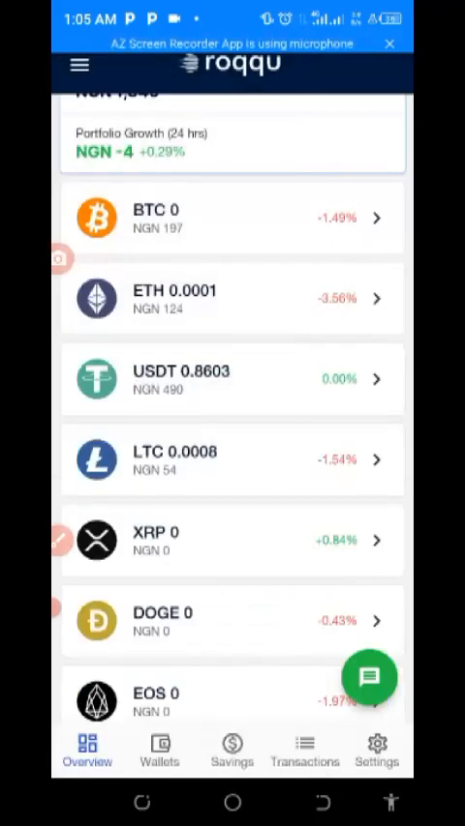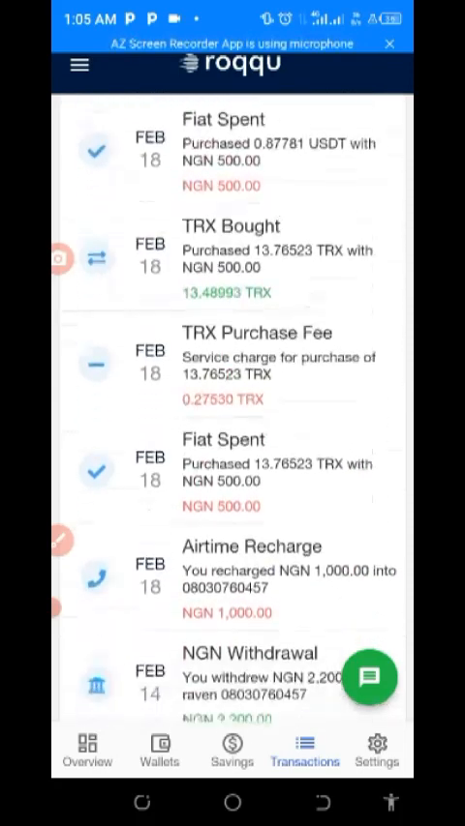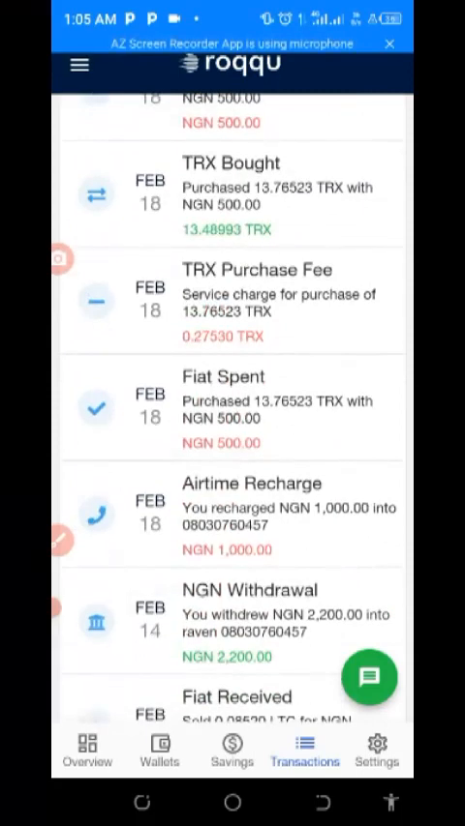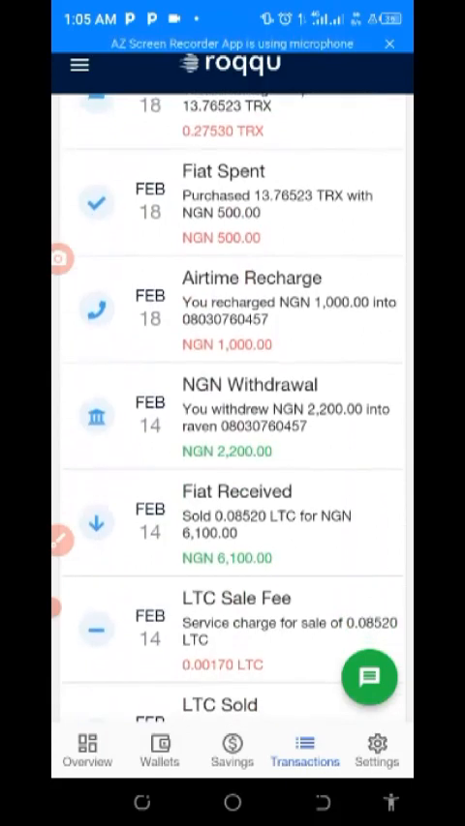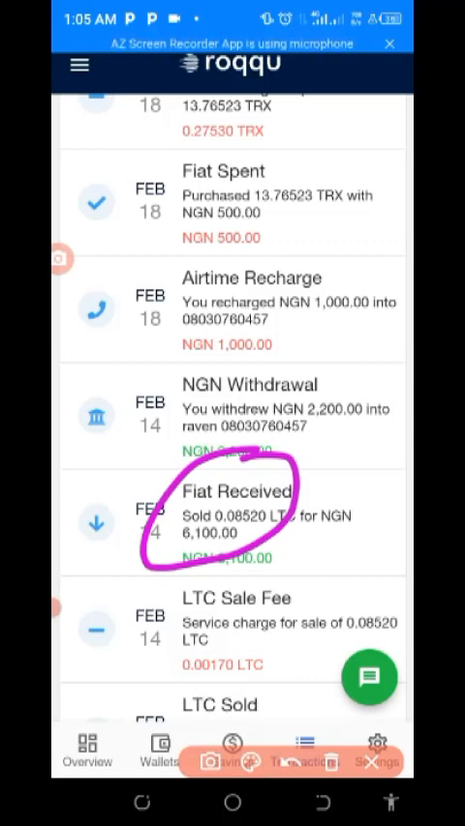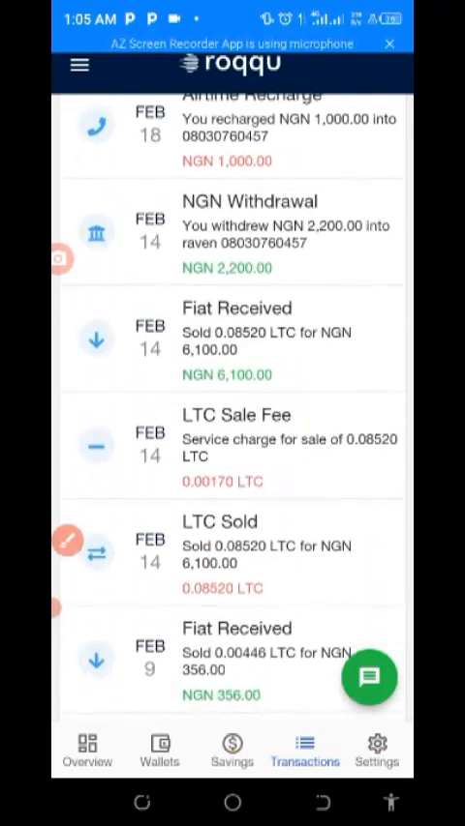For you to be confirmed, you can see my transaction here. You can see all this one I just bought. This is February 18. USDC purchase fees. You can see all this one, and you can see how I sold. All this one is purchase, and you can see how I started selling them. When I sell, you can see this one sold. See this one also sold. I sold it, I bought it.